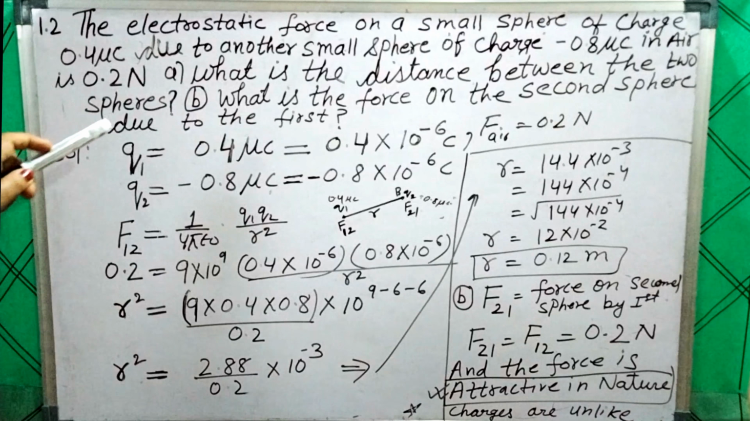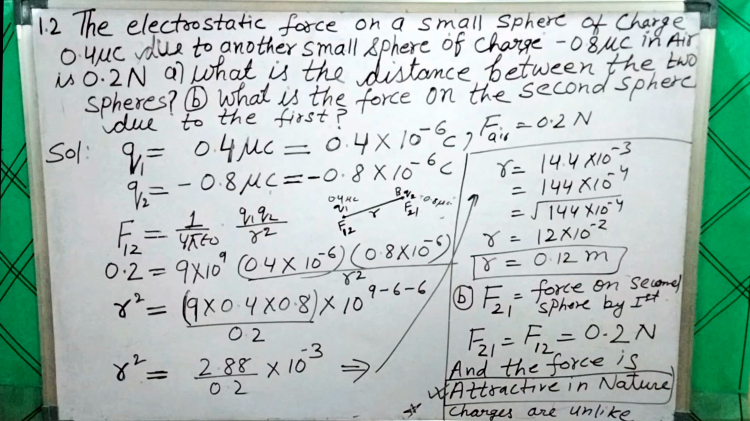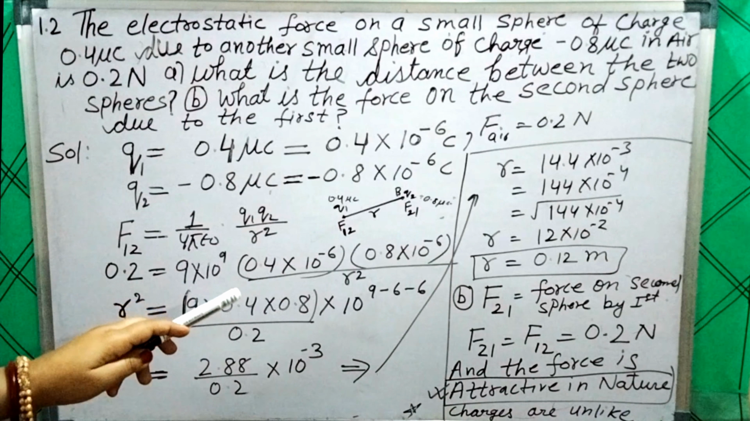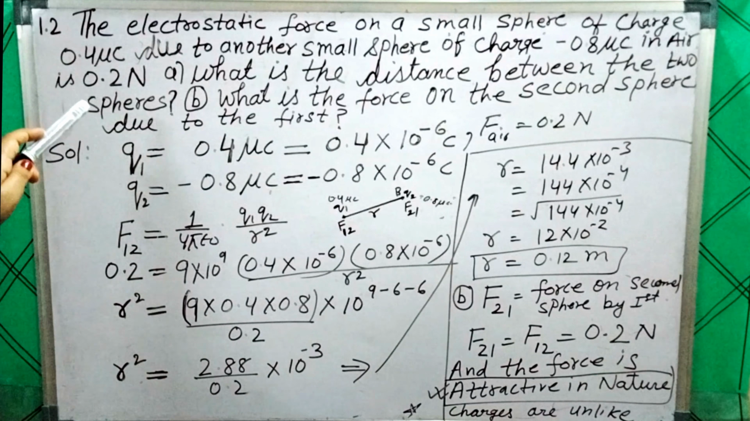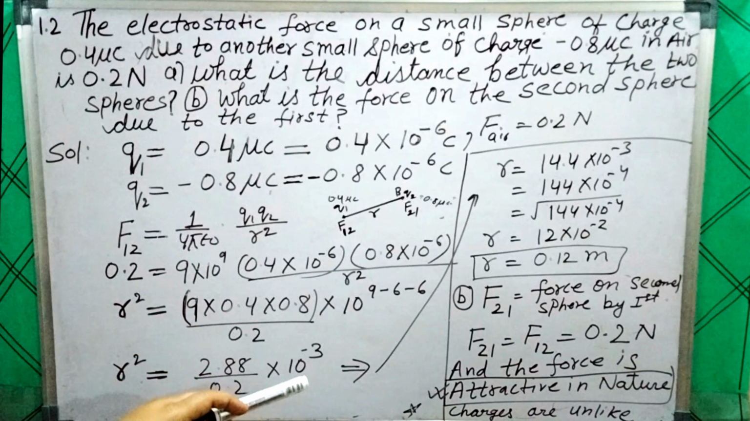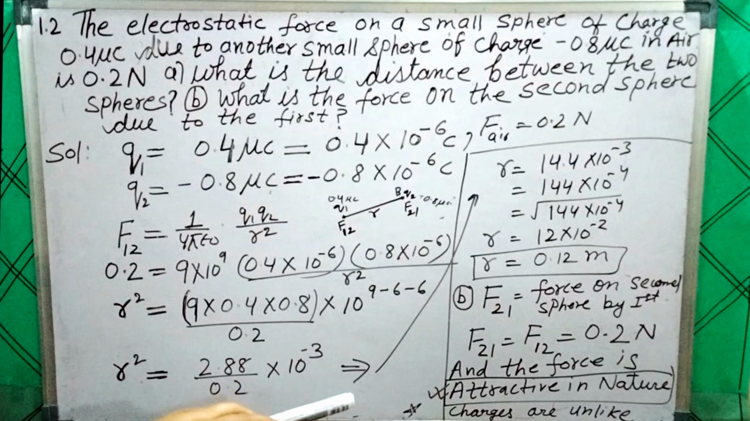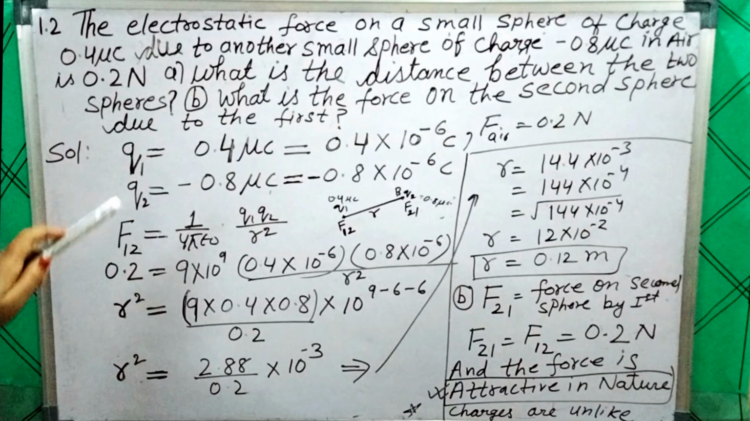And the second is, what is the force on second sphere due to the first? Means we have to find out F21, force on second by 1. Force on 1 by 2 is 0.2 Newton. So here the force F21 is equal to F12, which is equal to 0.2 Newton. Means the force is equal, and the force is attractive in nature because the charges are unlike.